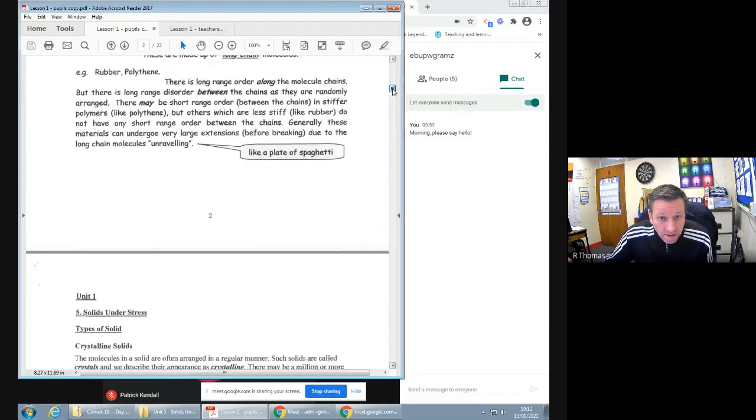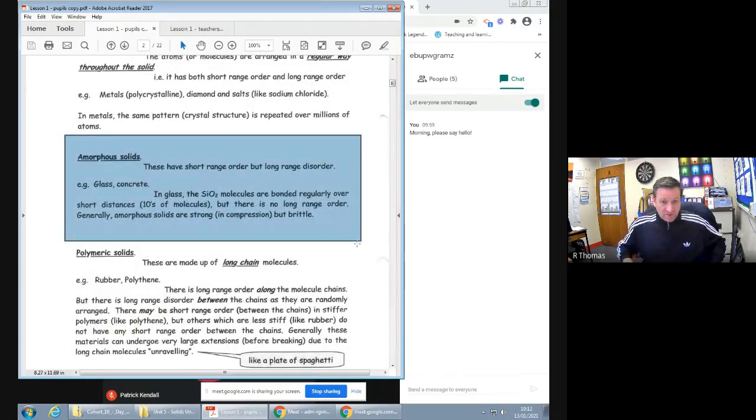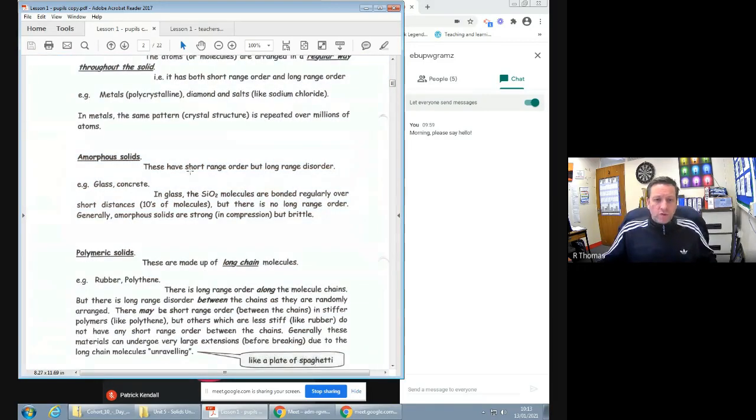Right, let's go back now to the page before and talk about what we call amorphous solids. Amorphous solids, again, have a lattice-like structure of atoms, but only in what we call short range. So there's lots of little different structures of lattices along the solid. The best example of that is glass, okay? As you know, glass is heated sand. So the silica dioxide molecules in glass are bonded regularly over short distances, just tens of molecules.